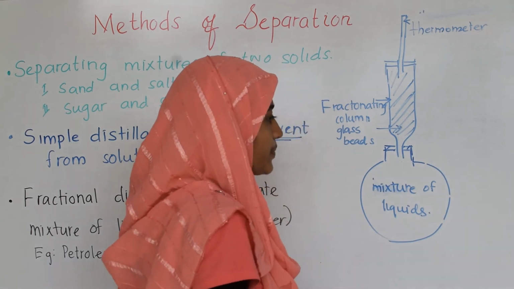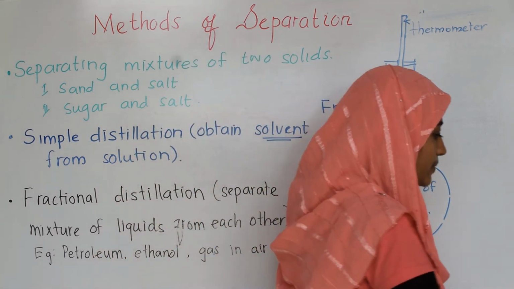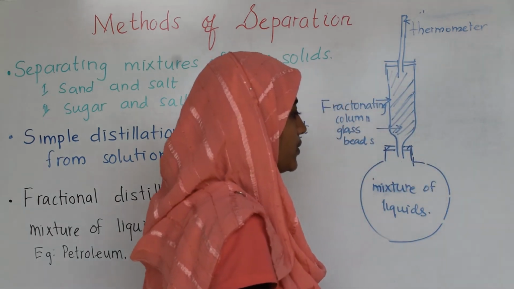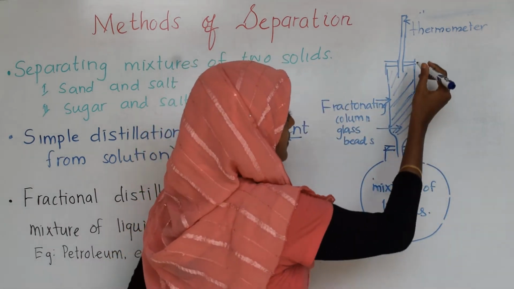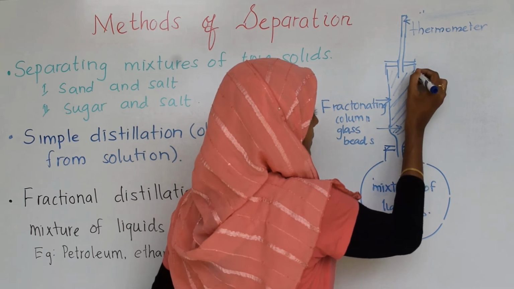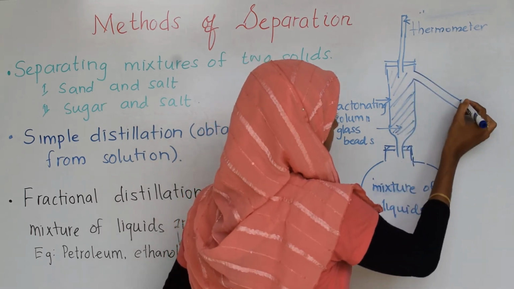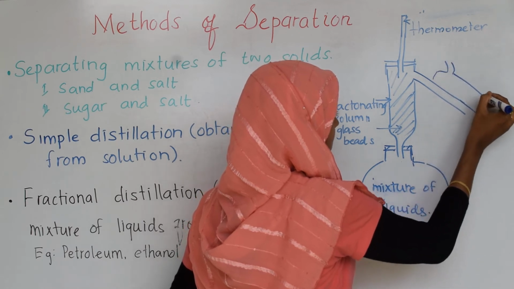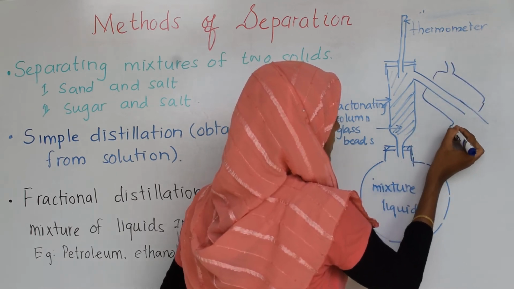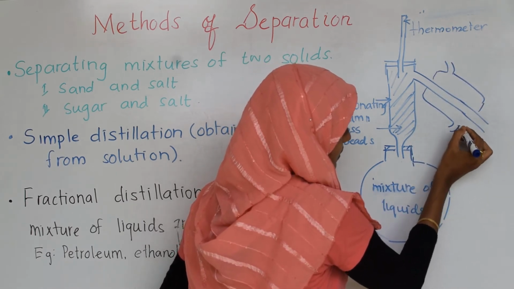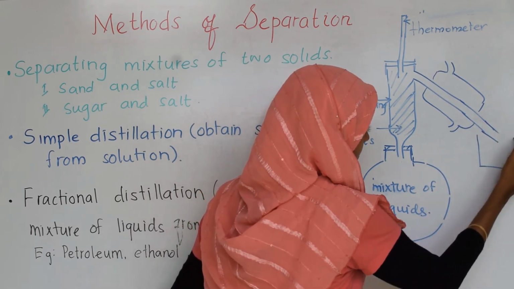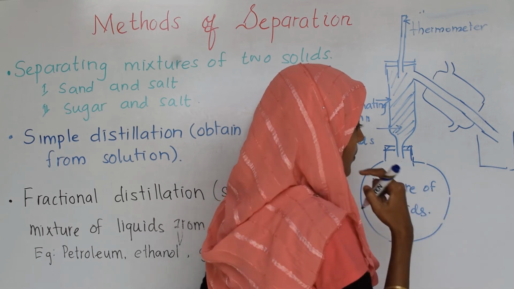Thermometer. Right, now what happens is, from here again you have this setup like in the previous one where we had the simple distillation process. We have this condenser over here and the beaker at the bottom.